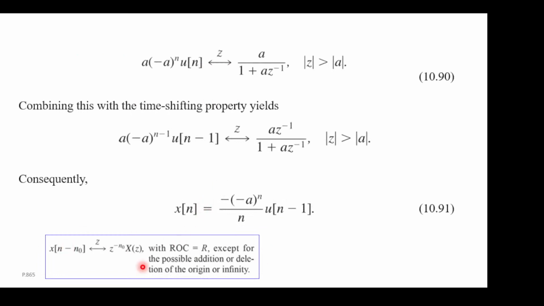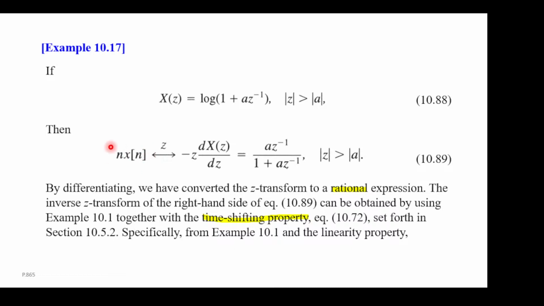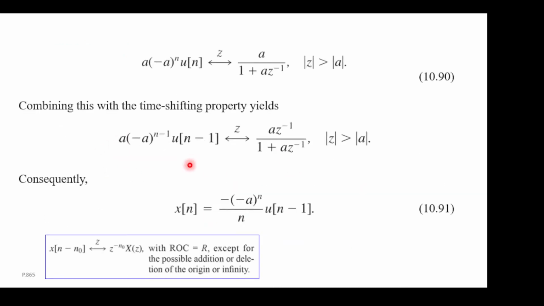So using time shifting, we can get this extra z minus 1. And so we fit the form of a z minus 1 over 1 minus a z minus 1, and we know its inverse z transform is a times a to the n minus 1 u[n minus 1]. And finally, we know this thing is n times x[n]. So x[n] is just this thing divided by n. And with a little more cleanup, it is minus a to the n over n, u[n minus 1].